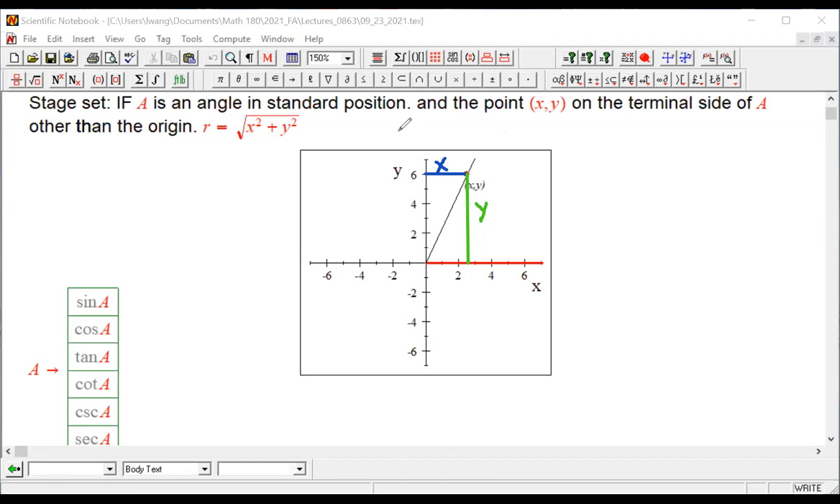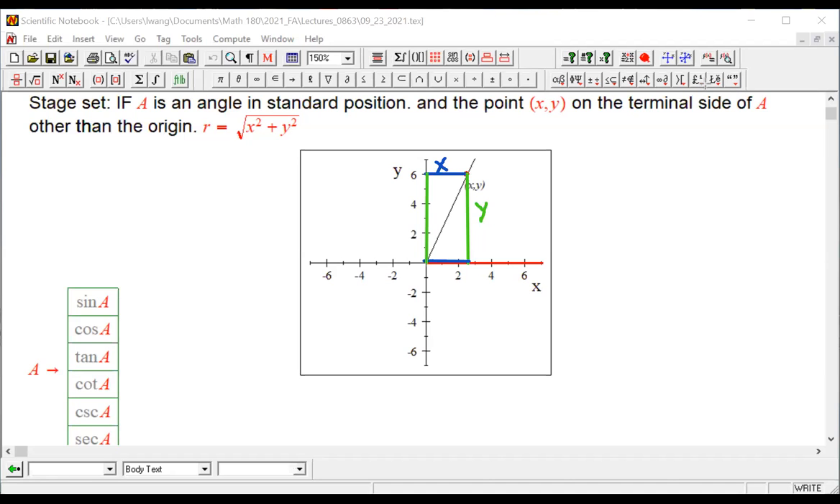Am I going too slow? So this is x, and that is y. It's a big rectangle, two right triangles, two right triangles. y, x, right? Now, what's the meaning of r? What is the meaning of r?